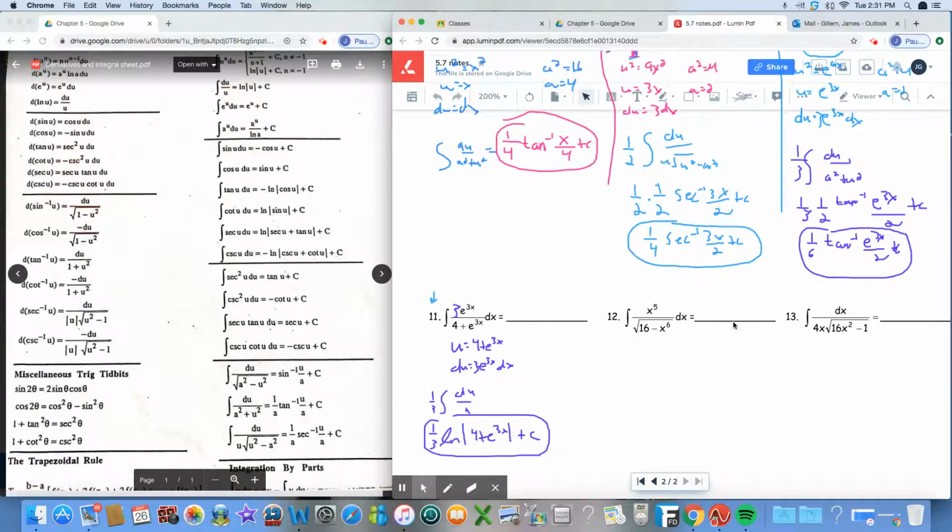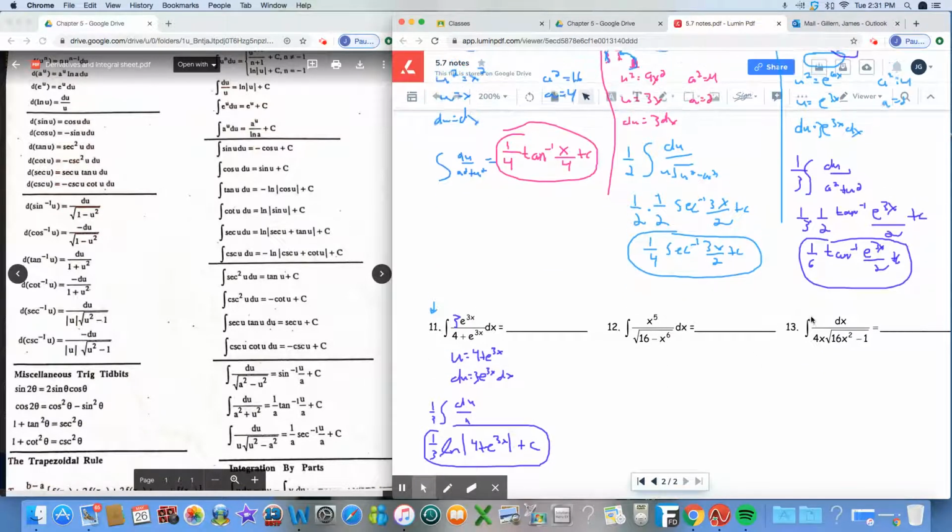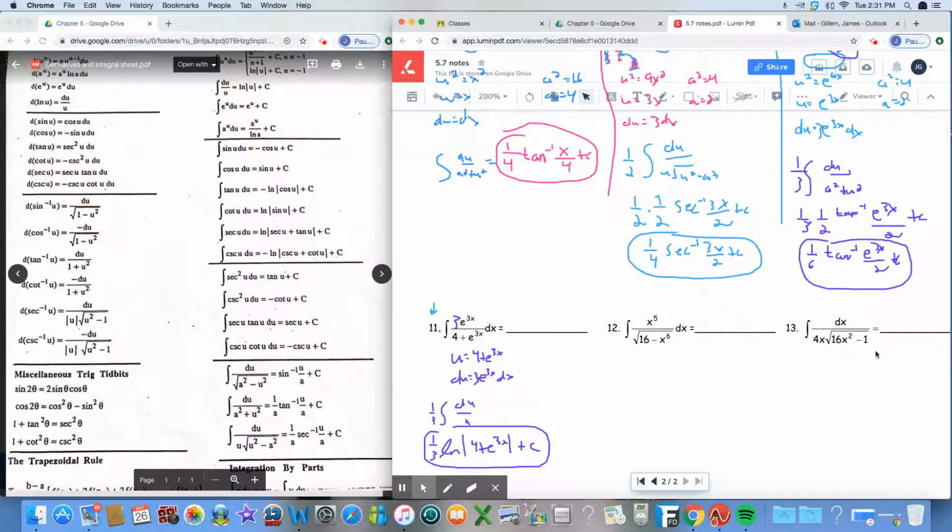All right, difference with 12. Notice there's no just dx in here. This one is dx. This one's going to be u squared, a squared. This one is not. All right, this is just going to be a u: u is 16 minus x to the 6. Du is negative 6x to the 5th dx. I'm going to add in my negative 6 there.